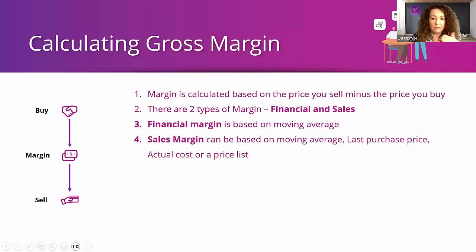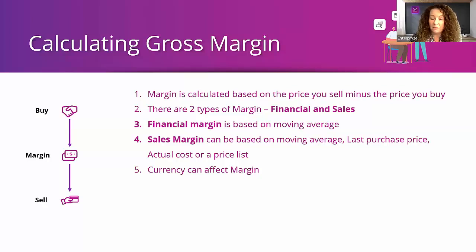Sales margin, of course, is very specific. This can be based on moving average, last purchase price, or actual cost, which is a manually entered cost that you input onto your sales transactions, or a specific price list. That's your sales margin on your sales transactions. Both of those are very important because they have implications as to what cost price is brought onto the transactions. That's something I will show you in a demonstration.